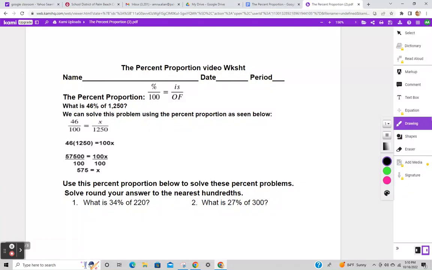Hi everyone. In this video lesson, we're going to learn how to use the percent proportion to solve percent problems. Now you can solve percent problems different ways, but in this video lesson, we're going to focus on using the percent proportion. Let's review the first example that has already been worked out for us. Okay? So this is the percent proportion that we're going to be using to solve these percent problems. They have already used it to solve this example right here.